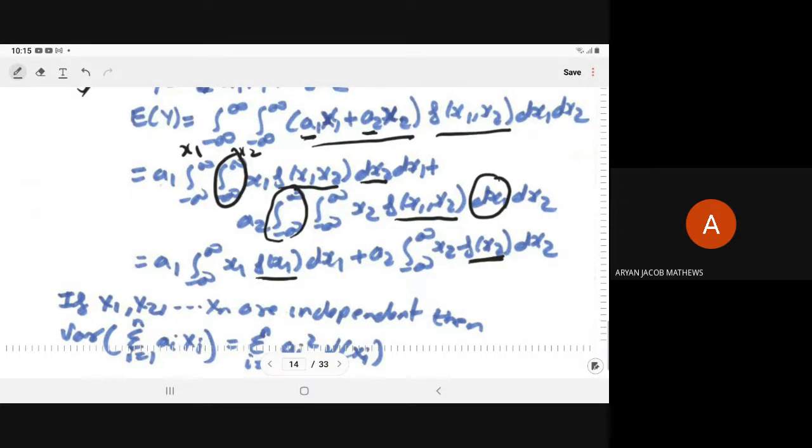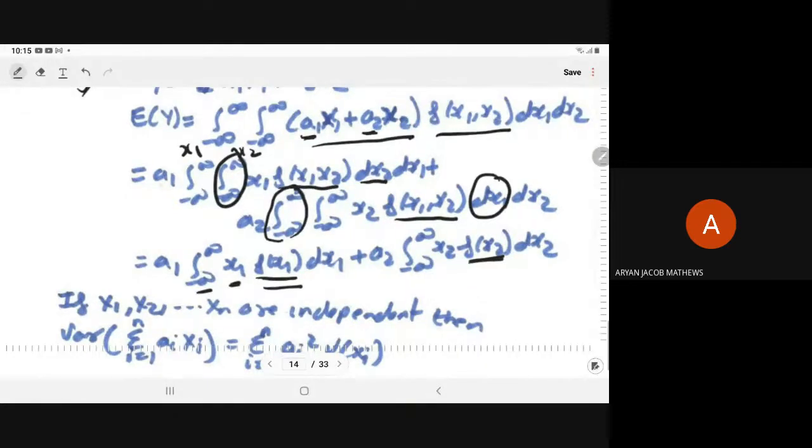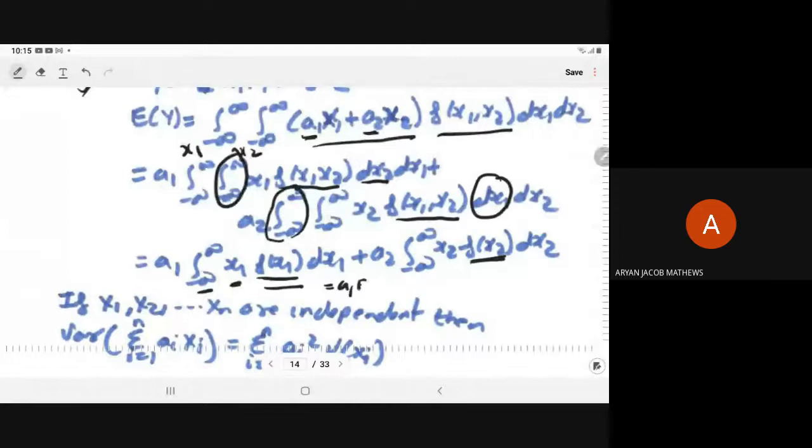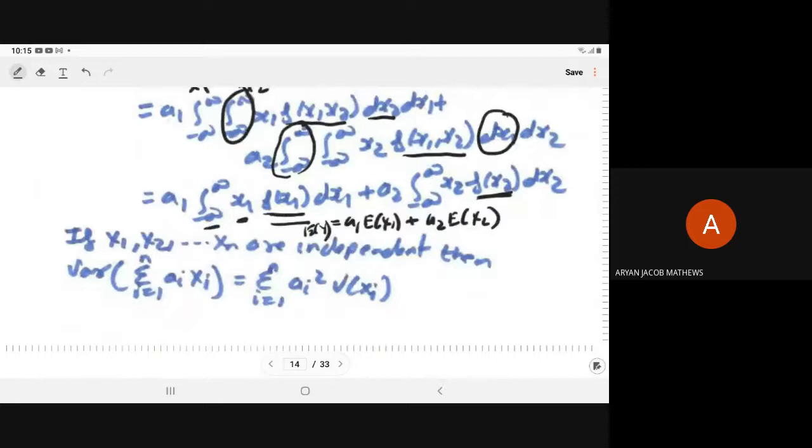So now again what we have? Integral of value into probability, that is the expectation. So it will become a1 E of x1 plus a2 E of x2. So that is the E of y. The only condition is that x1, x2, ..., xn must be independent.